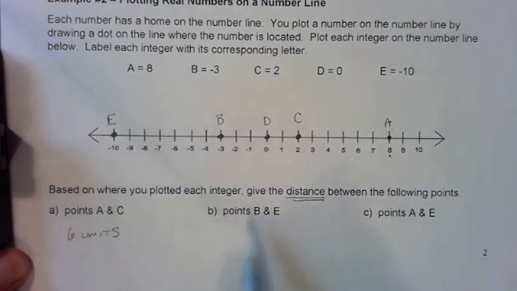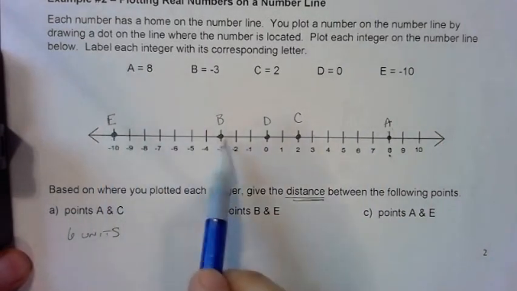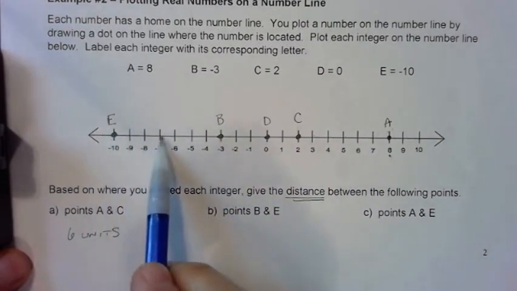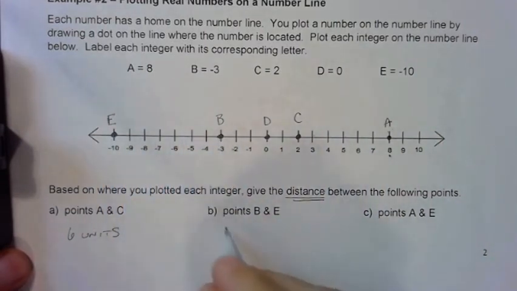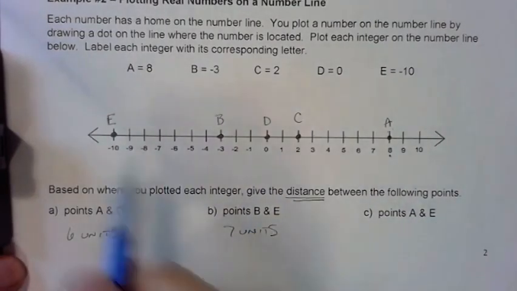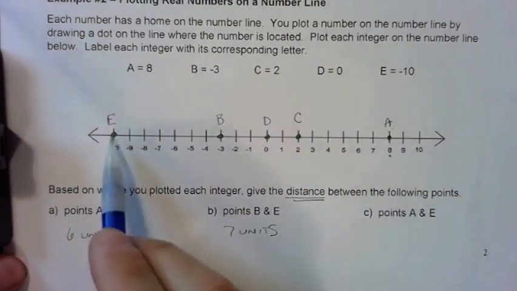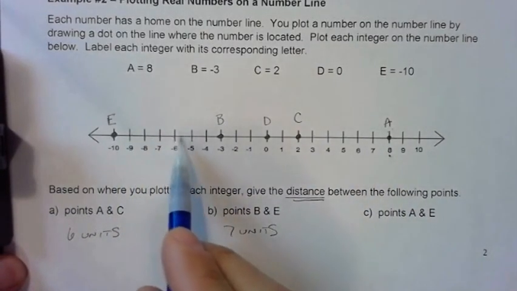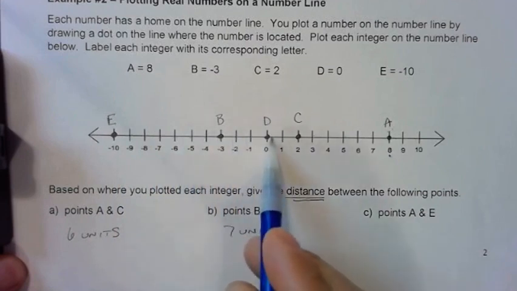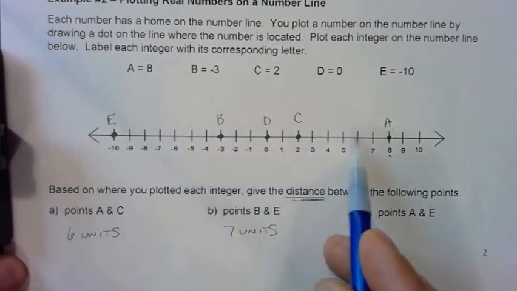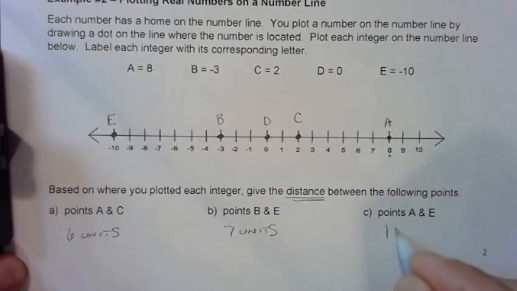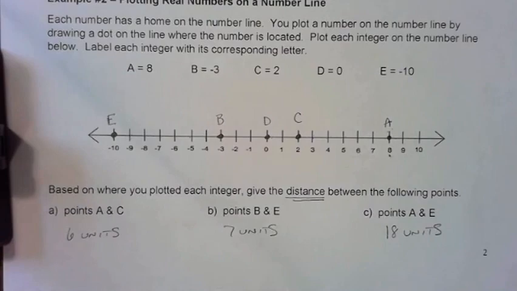Points B and E this time. Here's point E. I'm going to count up to B. 1, 2, 3, 4, 5, 6, 7 units apart. And finally, points A and E. Here's E, here's A. All right, I'm going to start on E. I'm going to count up to A. 1, 2, 3, 4, 5, 6, 7, 8, 9, 10, 11, 12, 13, 14, 15, 16, 17, 18 units. Points A and E are 18 units apart.